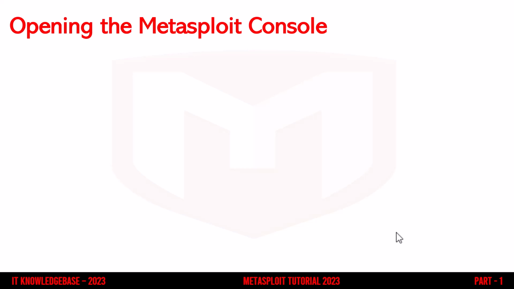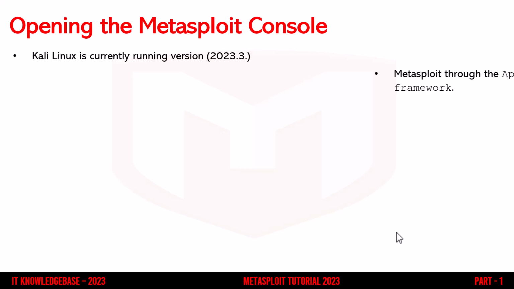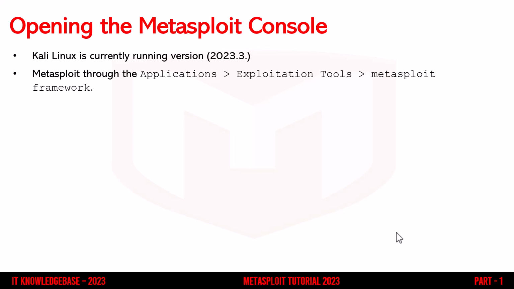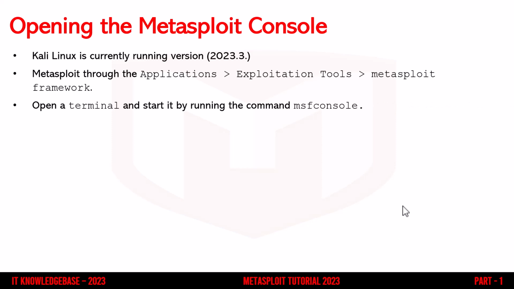Opening the Metasploit console: you can start Metasploit in Kali Linux in two different ways. At the time of this recording, Kali Linux is currently running version 2023.3. You can start Metasploit through the application menu: go to Applications, then Exploitation Tools, and click on Metasploit Framework. Alternatively, you can open a terminal and start it by running the command msfconsole.